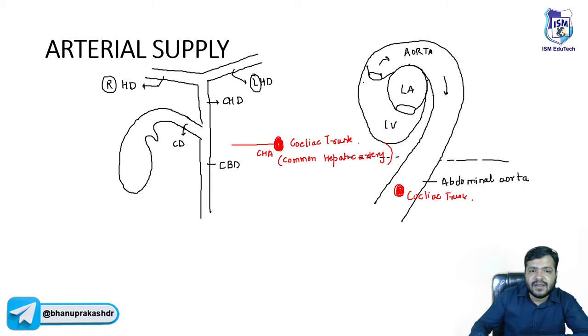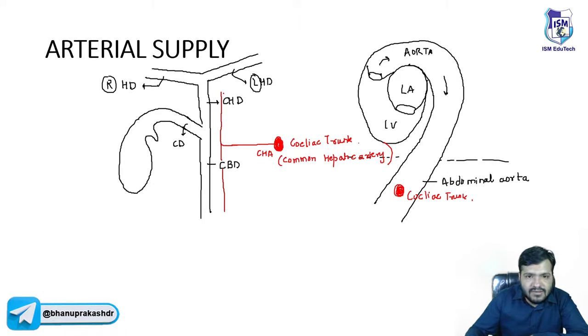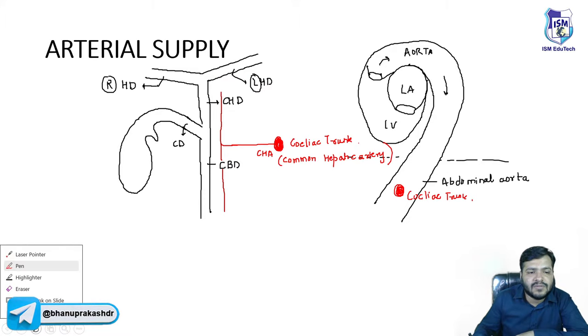Now this common hepatic artery will divide into two parts. It will give off two branches. Can anyone tell me the name of the two branches, beta? Proper hepatic artery, very good Kriti, very good beta. It is the hepatic artery proper. And tell me the second one, quickly.